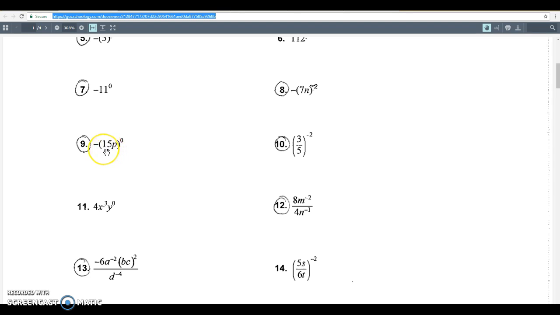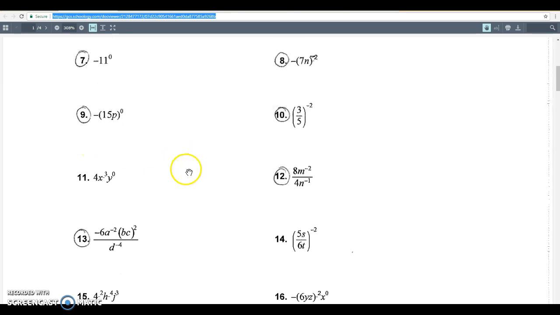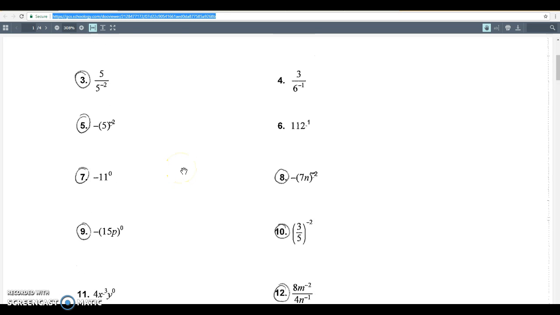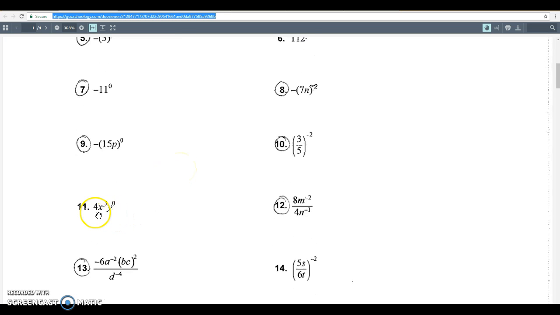Here we have negative 15p. Of course, anything to the 0 power is 1, so it doesn't matter what this p is. That will still be a negative 1. I'll come down to this one later because this is my hard one. Well, this is 4x to the negative 3, y to the 0. Okay, we can go ahead and look at this.